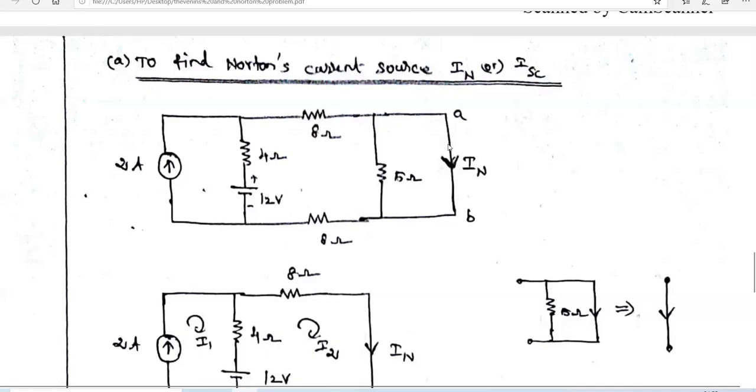But here, one 0 ohm resistor is connected in parallel with a 5 ohm resistor. But what is the answer? So how to calculate the parallel combination? The two values must be multiplied and we have to divide by the added value. So 5 into 0 divided by 5 plus 0. What is the answer? 0.